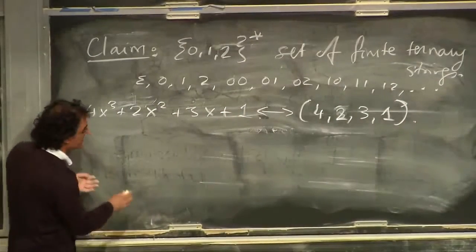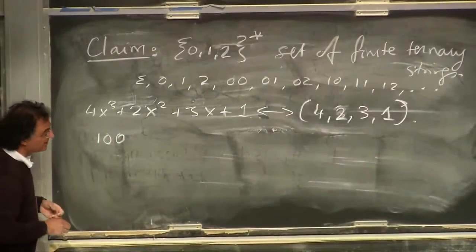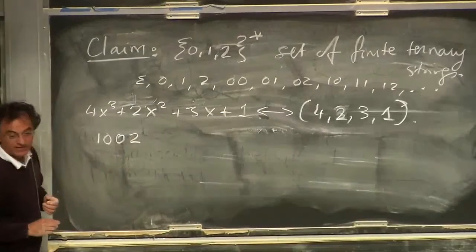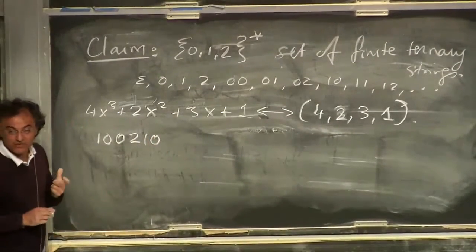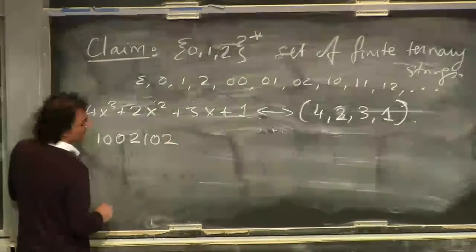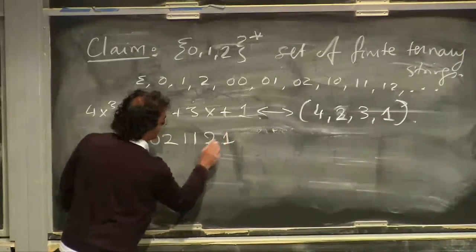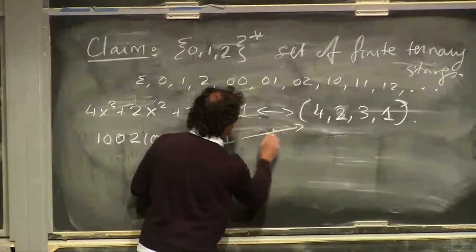So what's 4? It's in binary, it's 1, 0, 0. And then we want to put a comma, so we don't have a comma, let's put a 2. And then what's 2? It's 1, 0. We don't have a comma, so let's put another 2. And what's 3? It's 1, 1. Okay? So I claim that this is another way of writing that.